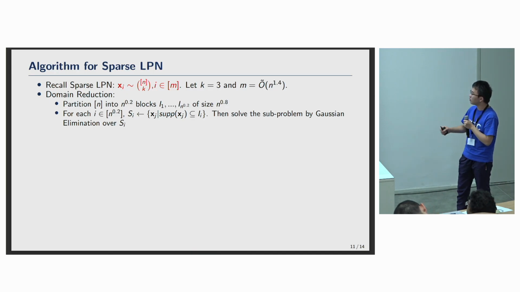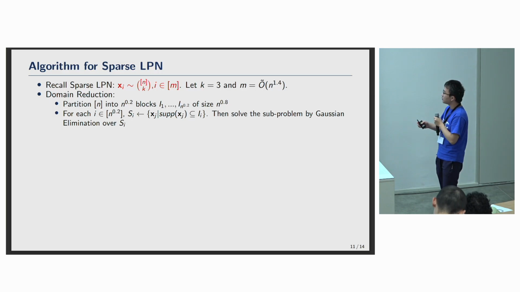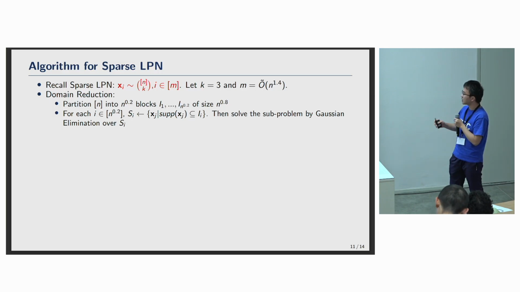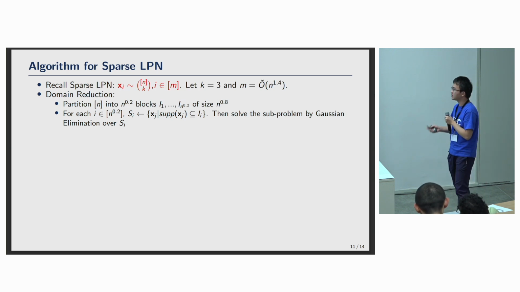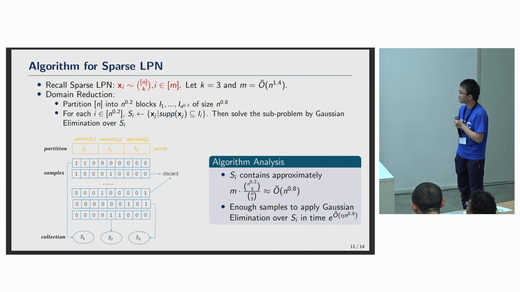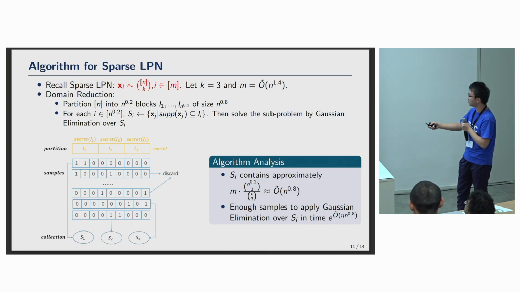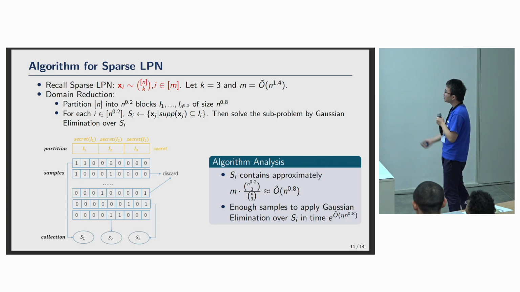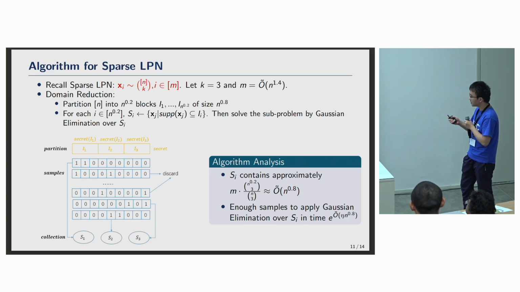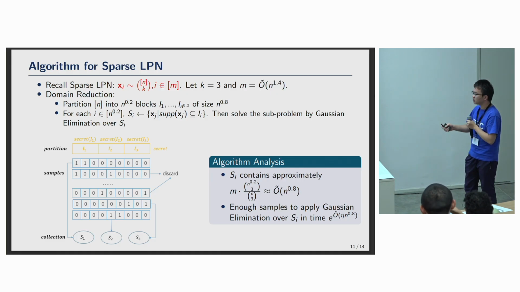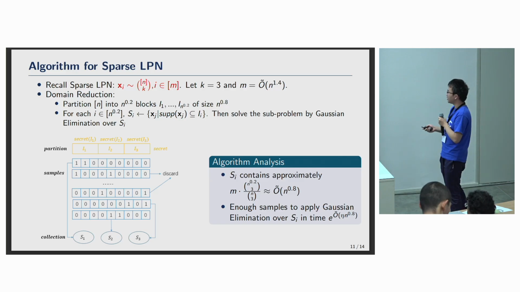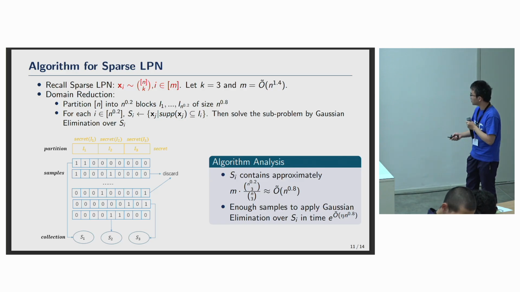Then for each block i, we use S_i to denote all the samples whose support falls entirely in block i. Then we solve the sub-problems by Gaussian elimination over S_i. This picture shows the process of our domain reduction. The key step of the analysis is to make sure there are enough samples in S_i so that we can apply Gaussian elimination in time e to the O(eta n to the 0.8).